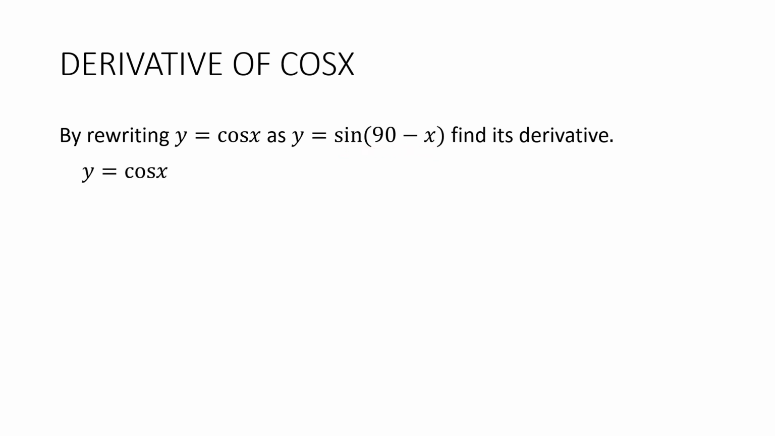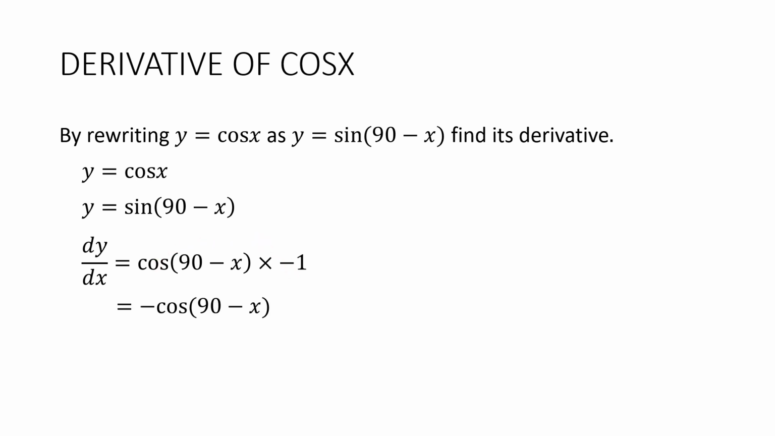All right, so y equals cos x. Let's rewrite it. Now let's do the derivative. This is a chain rule again. Here we go. Sine of 90 minus x is going to become cos of 90 minus x, and we're going to multiply by the derivative of the inner function, which is negative 1. Bring our negative 1 out the front, and cos of 90 minus x is sine x. So the derivative of cos x is negative sine x.